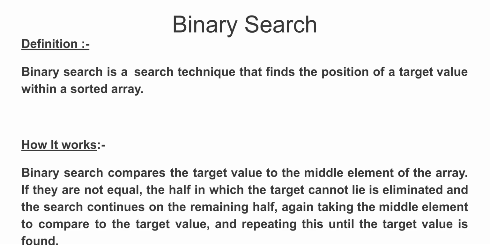Now let's talk about how binary search works. Binary search compares the target value to the middle element of the array. If they are not equal, the half in which the target cannot lie is eliminated and the search continues on the remaining half. Again, taking the middle element to compare to the target value and repeating this until the target value is found.